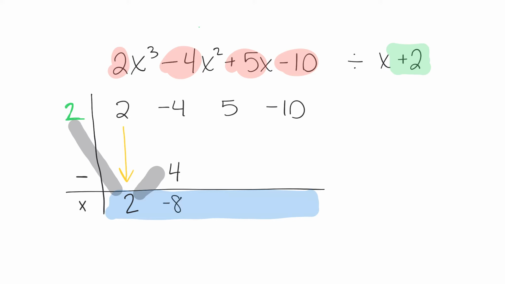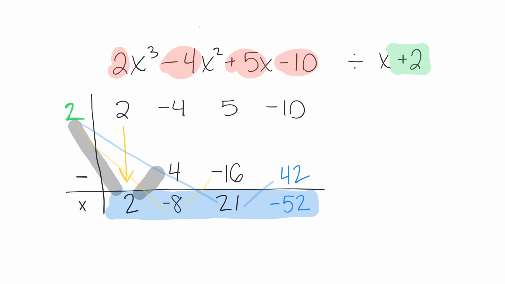Multiply again. Repeat the process. This time we're going to do 2 times -8, which is -16, and we're going to put that answer here, -16. Subtract: 5 minus -16 is the same as 5 plus 16, which is 21. Start the process again. Multiply 2 times 21, put your answer here, 42. Subtract: -10 minus 42 is -52.